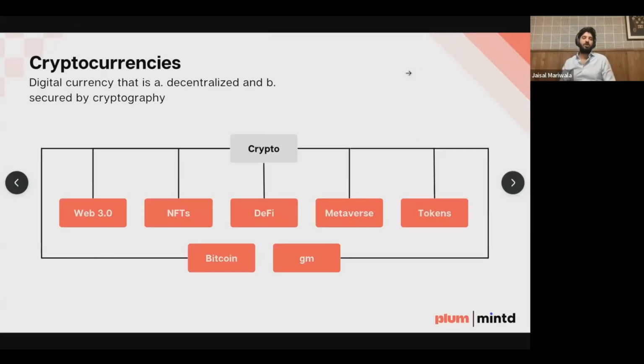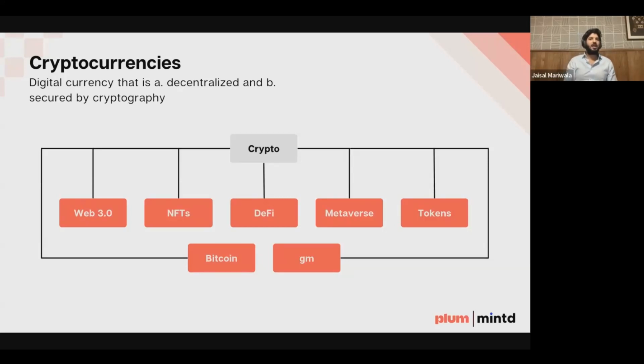And probably the most controversial, but no discussion on alternatives, in my opinion, would be complete without discussing cryptocurrencies, or crypto in general. Cryptocurrencies originally just referred to a digital currency that is A, decentralized, and B, secured by cryptography. Decentralized just means it's not controlled by one central person or institution, like a bank or government. And cryptography is just a fancy way of saying secured by code. So that was what cryptocurrency originally meant.